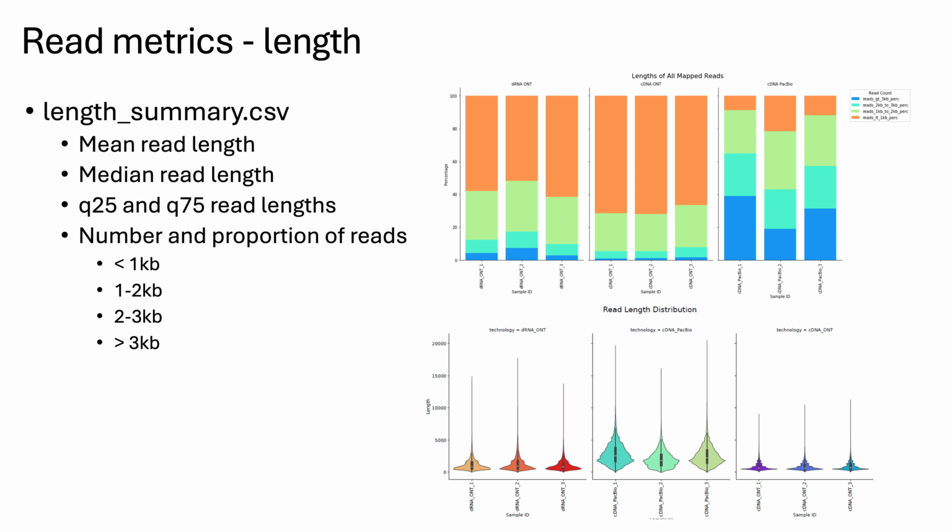The violin plots at the bottom show the full distribution of read lengths per sample, highlighting not just the average but also the spread and outliers. Together, these plots help us quickly assess whether our read lengths are consistent across replicates and whether some technologies are producing systematically shorter or longer reads.